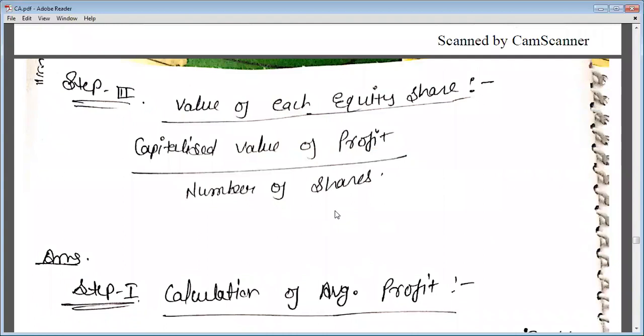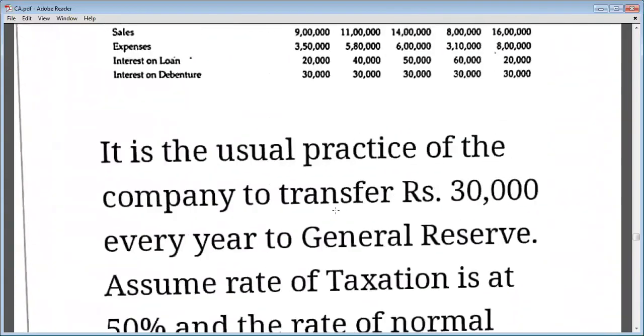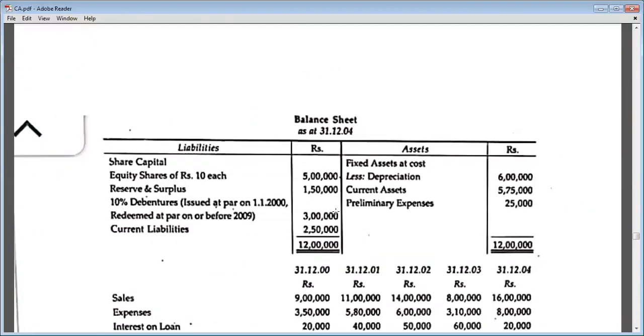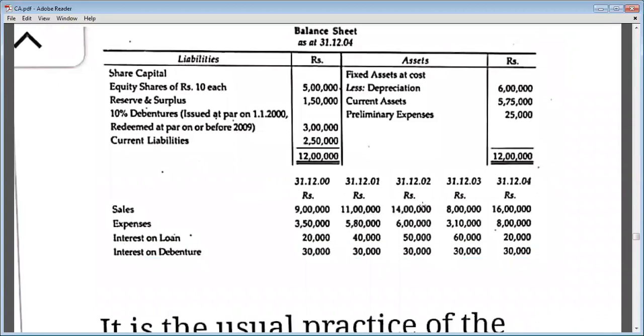The resultant amount will be the value of each equity share. Okay. So let's have an example. Balance sheet is given as at 31st December 2004. There is equity share capital of 10 each, reserves and surplus, 10% debentures redeemable at par on or before 2009, current liabilities, fixed assets at cost less depreciation, current assets, and preliminary expenses. There is some information for each year.